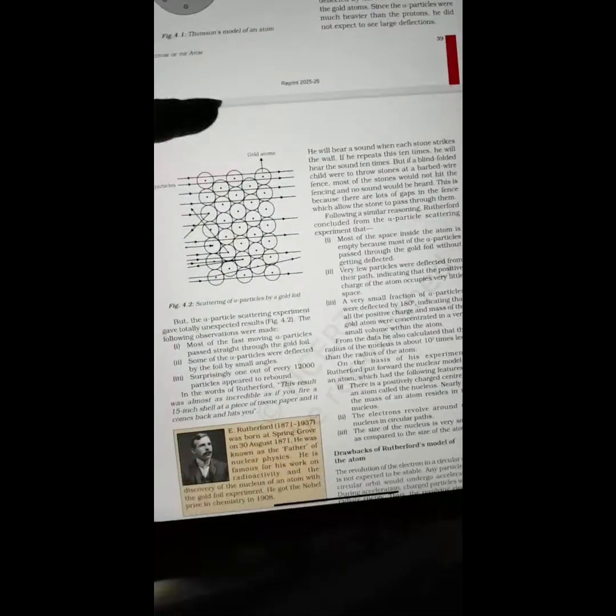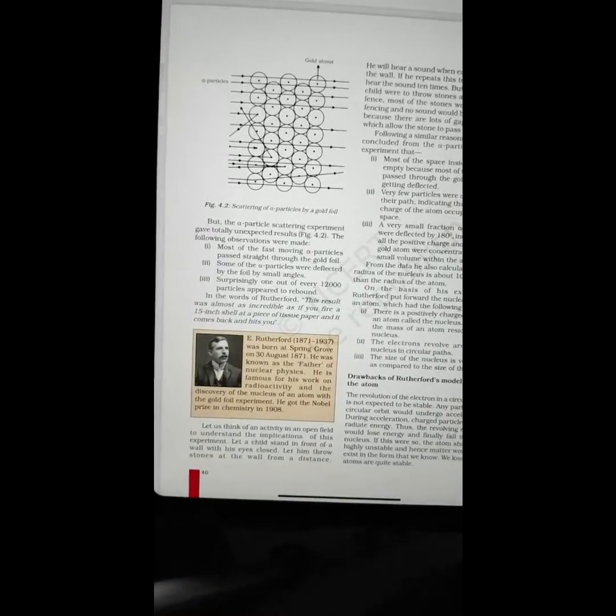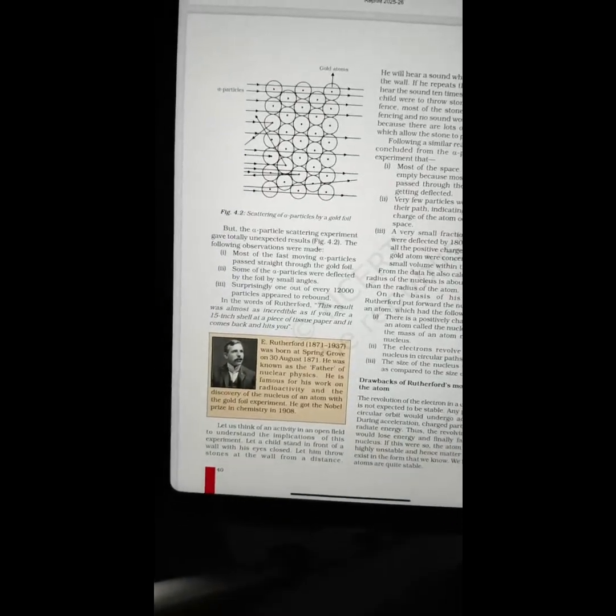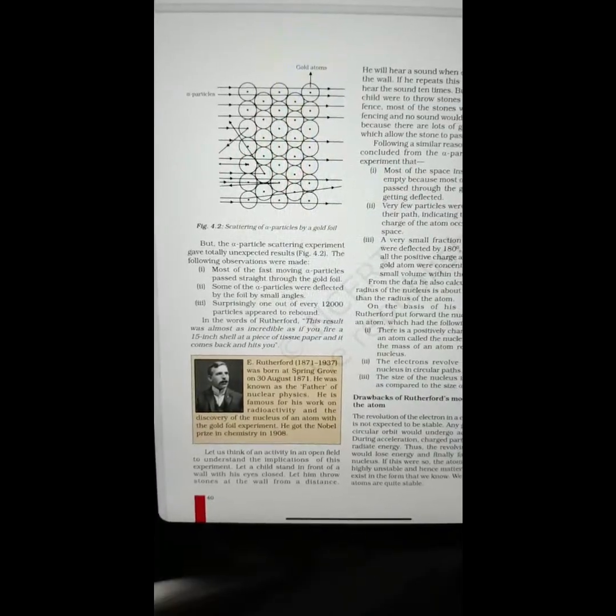Let's move on to the next page, this side. I hope it is visible to everybody. Figure 4.2, scattering of alpha particles by a gold foil.